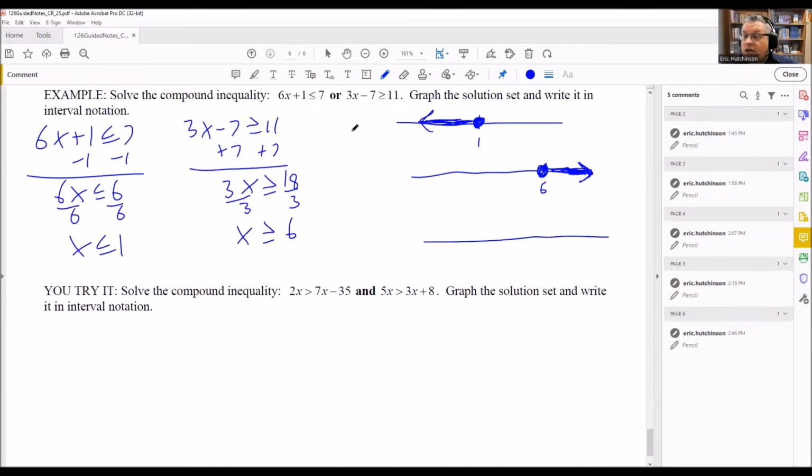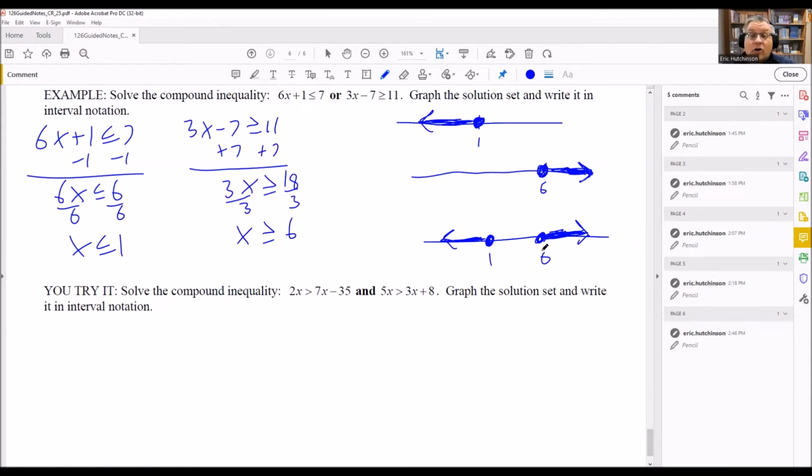One arrow goes to the left, starting from 1, and the other one goes to the right. So you're actually going to have 2 separate arrows on this one. One that's less than 1, and the other one that's greater than or equal to 6. So that's going to go to the right. Okay, so now I have both of these on the same graph.